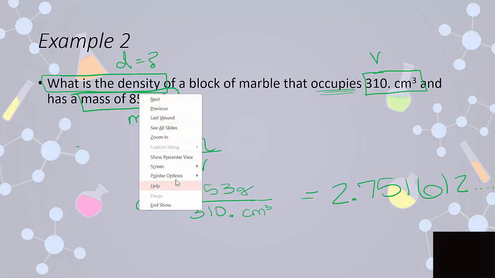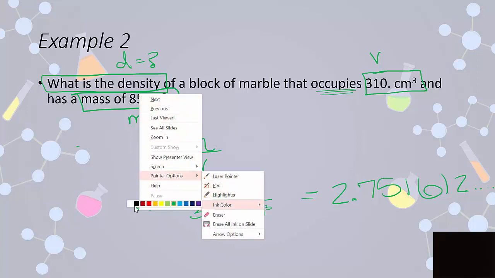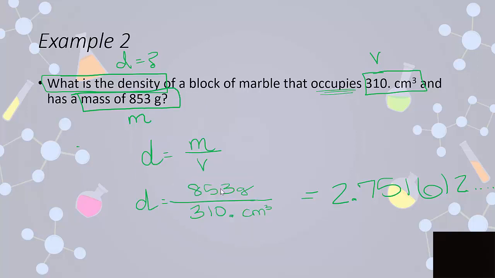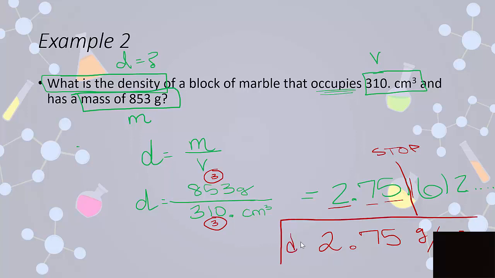Okay, let's talk about sig figs in a different color. I'll go to maroon. Okay, so we're dividing. So number of sig figs, that's got 3. That's got 3. So I want 3 sig figs in my answer. 1, 2, 3. Stop. There's the 1 there. All right, so my final answer is 2.75 grams per centimeter cubed. That is the density of that block of marble.